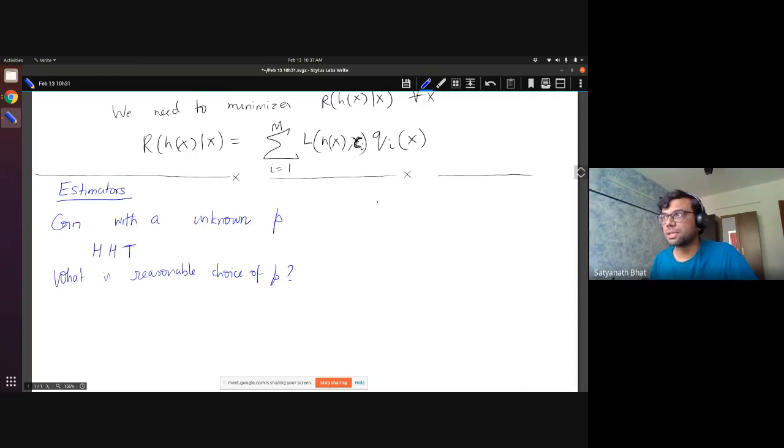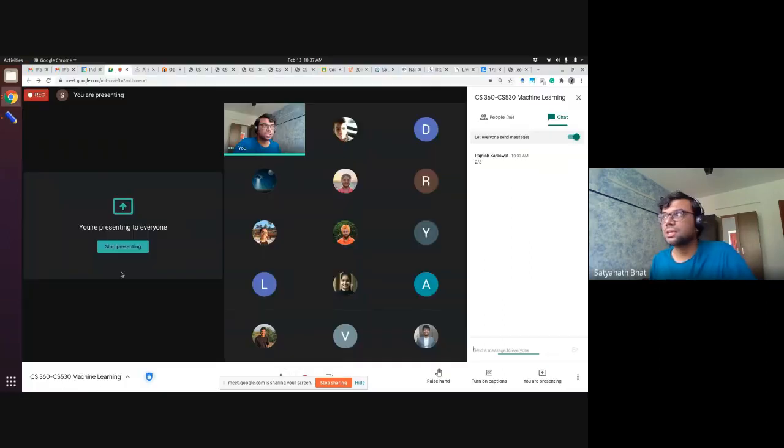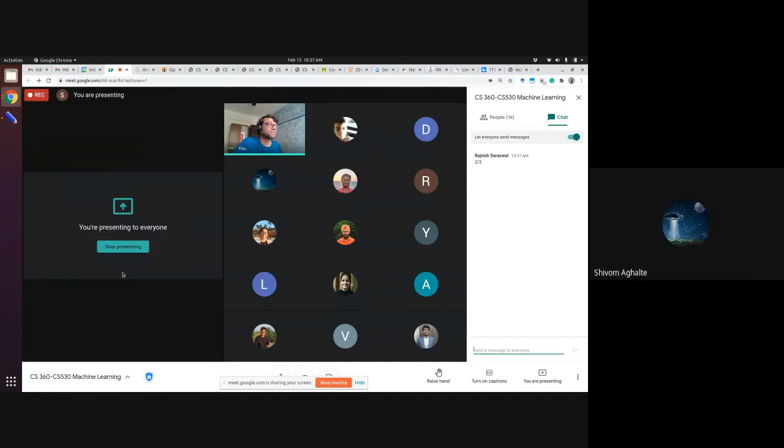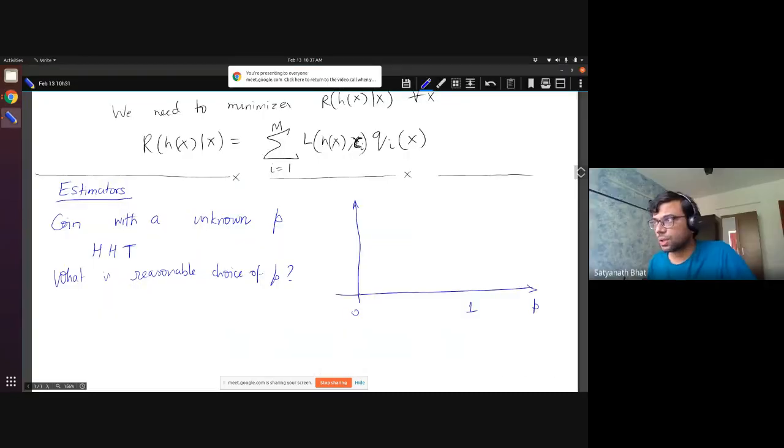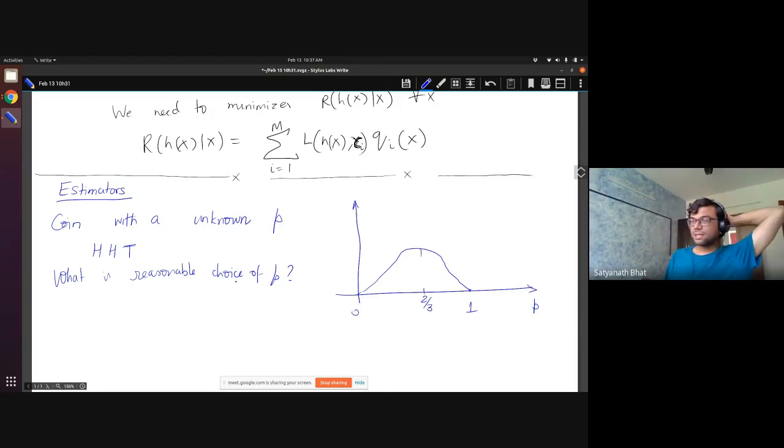So if you plot, for instance, if P was taking values 0 to 1, and you plot the probability of getting this if P was 0. So if P is 0, what's the probability of getting HHT? 0. Yeah, so this is 0 over here, and it's 0 even for this choice. So essentially it maximizes at 2/3.